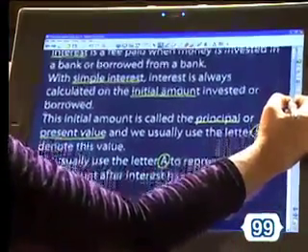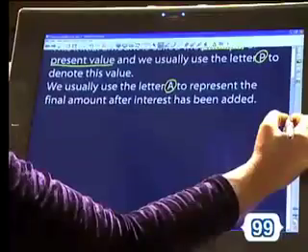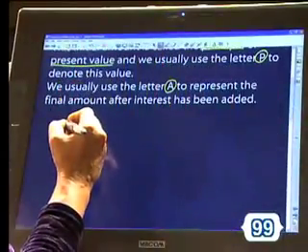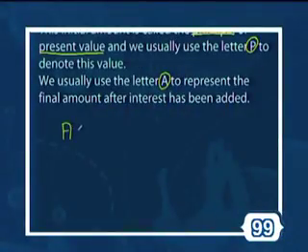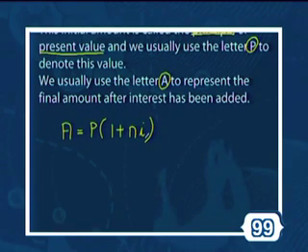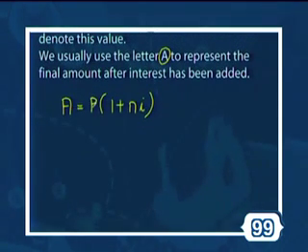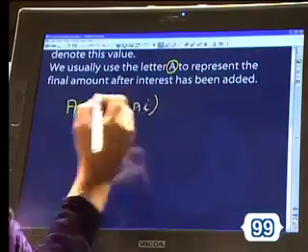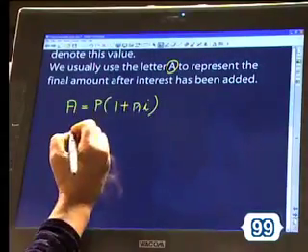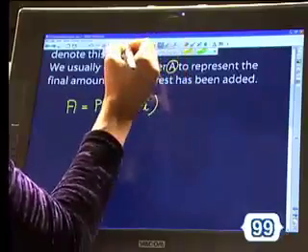Right, so now I'm asking you to cast your minds back to grade 9, and I'm hoping that you can remember a formula that looked something like this. Now, on page 99, it gives us quite a good explanation of what each of these values or letters represent. So let's just go through it very quickly.